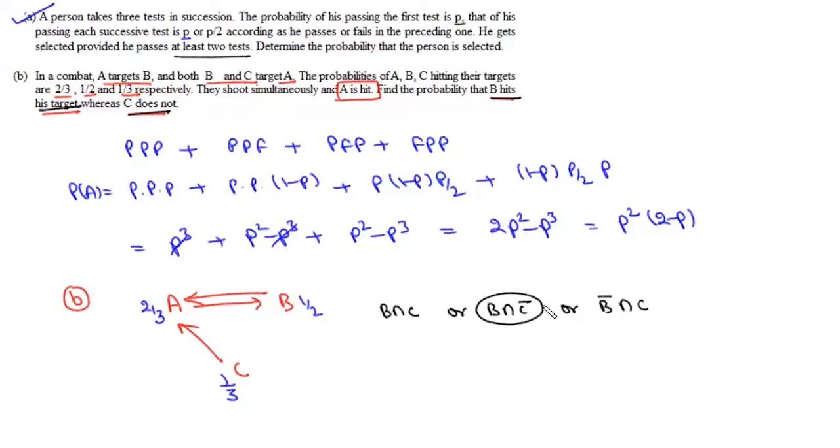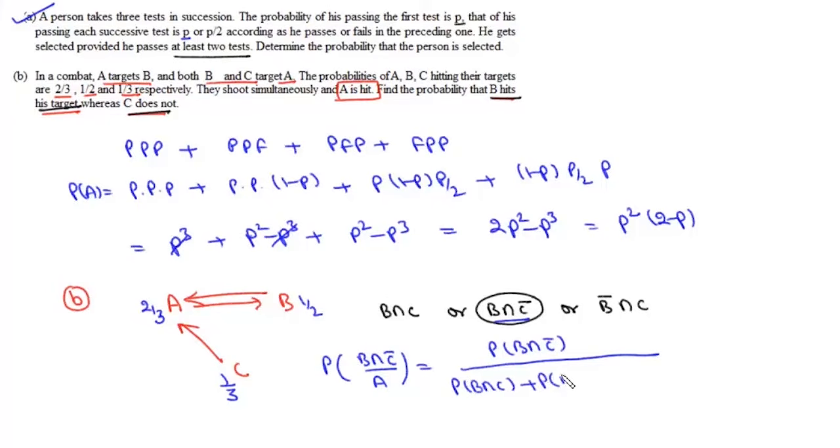So basically this is the condition for Bayes theorem. We have to find the probability that B hits and C does not, provided A is hit. For this, we'll take this case in the numerator. So it will be the probability of B intersection C naught divided by the complete probability, which is the probability of B intersection C plus the probability of B intersection C naught plus the probability of B naught intersection C.